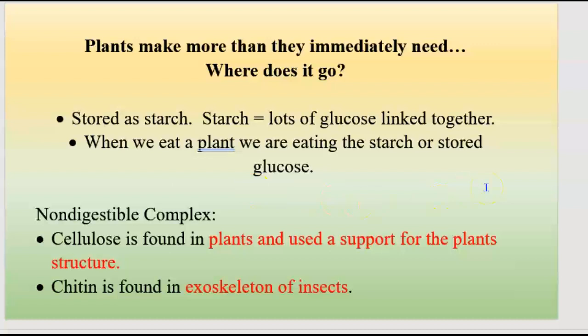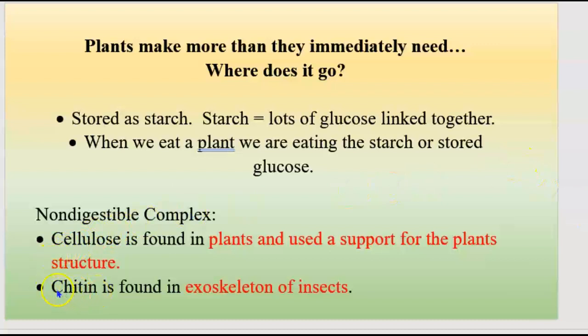There is a non-digestible complex in plants that is also made of glucose, and that's called cellulose. If you're writing your notes on a piece of paper, that's what the paper's made up of, cell walls. It's found in plants as a means to support. When a plant needs to stay upright, for example, it needs a cell wall or a whole bunch of cell walls in order to do that. And so that cell wall is made of cellulose.